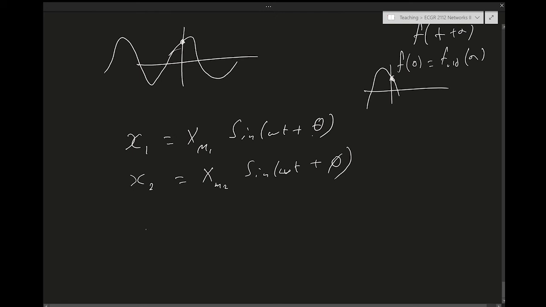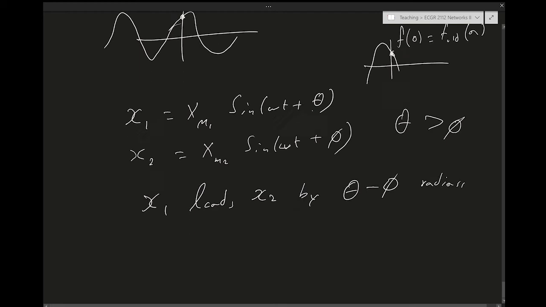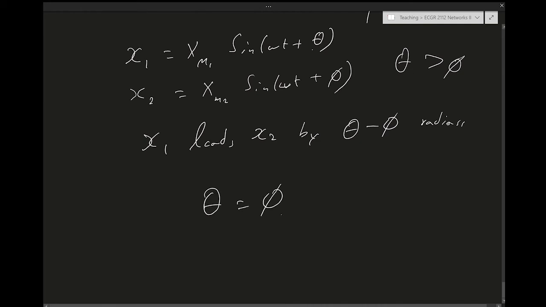So typically, we can say if theta is larger than phi, let's say, it doesn't have to be, it could be smaller, and then we'll say the same thing, but it will be negative, right? We can say that x1 leads x2 by an angle of theta minus phi radians, right? If theta equals phi, we say that the sinusoids are in phase.